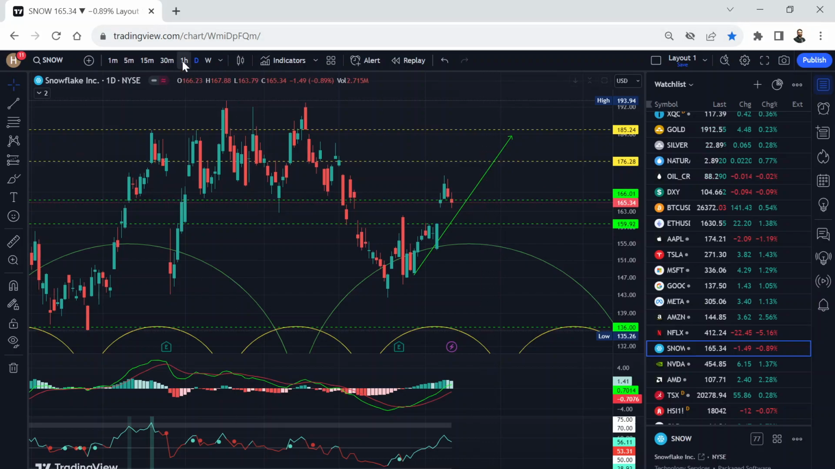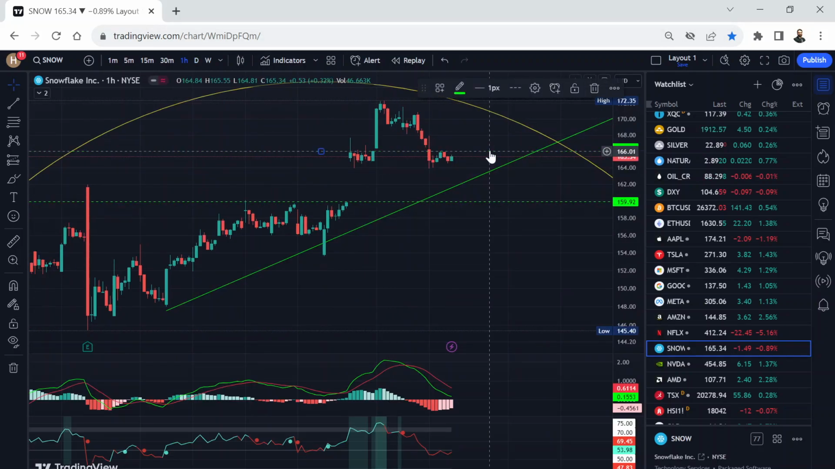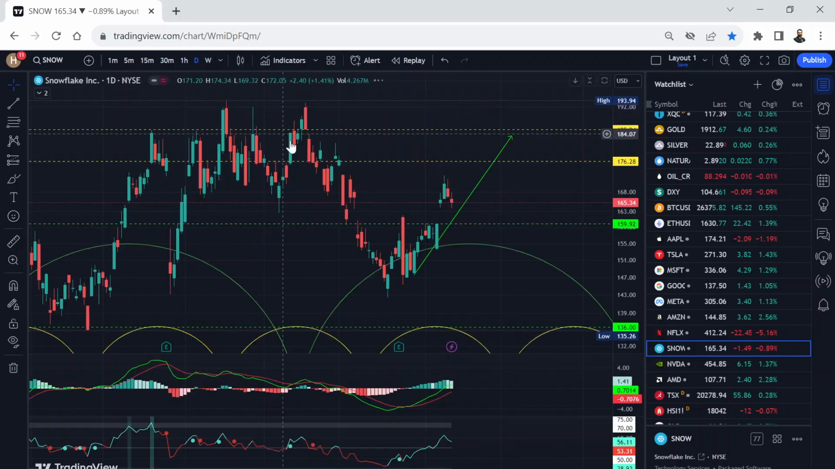Snowflake, looks like some gaps are filled. Let's go to 1 hour chart. This gap is filled. Now there's another gap downside. It might come back, fill this gap before it can go higher to fill other gaps. So just be mindful of that.